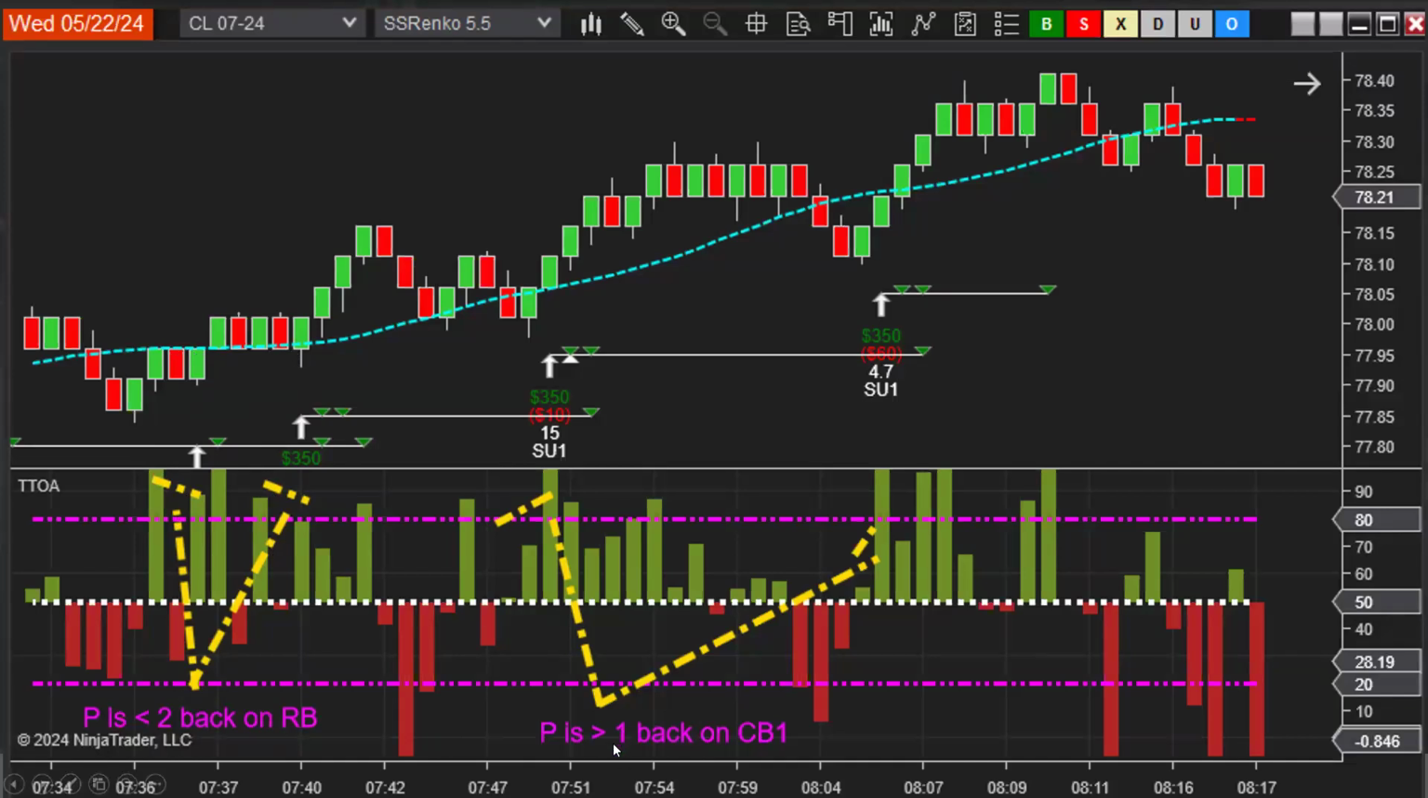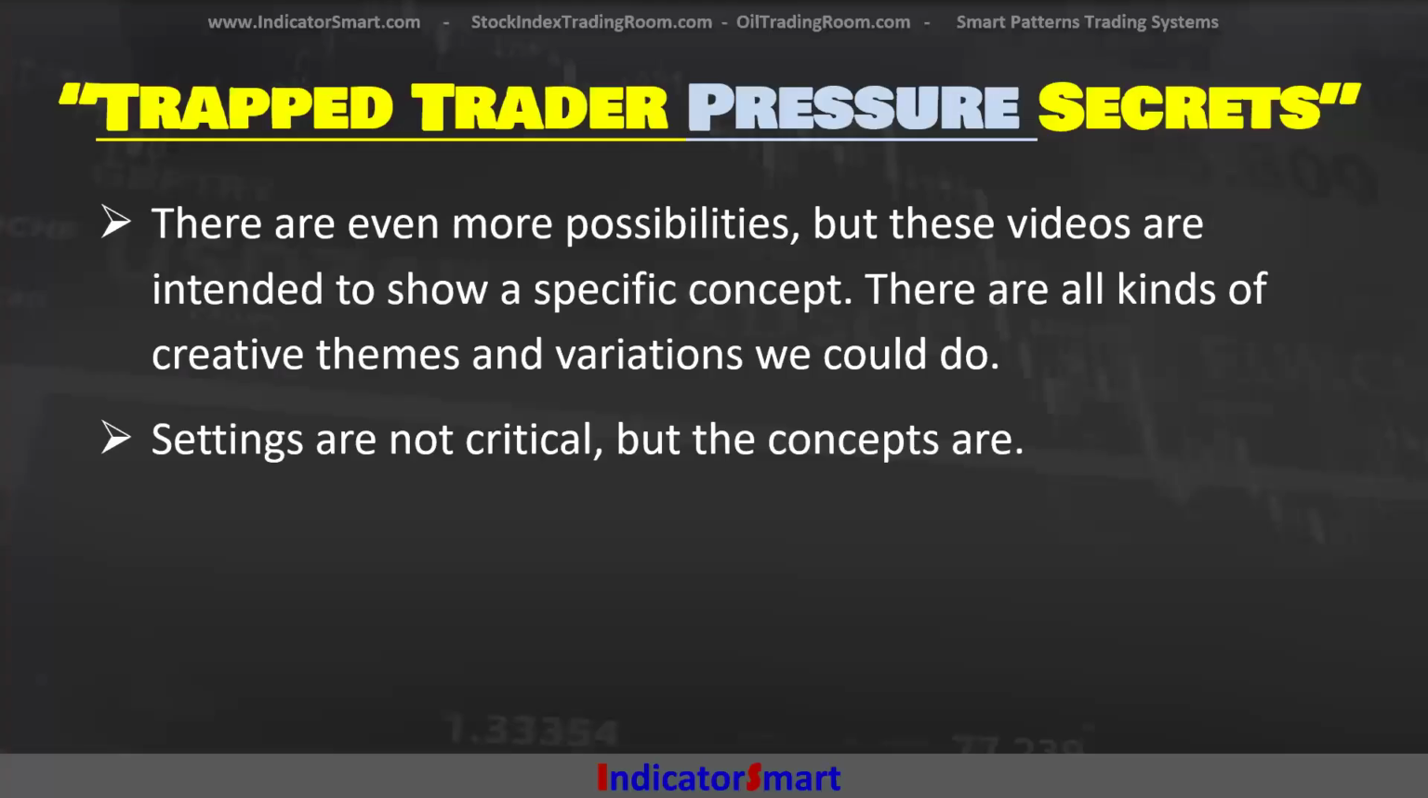And this one is the second pattern. The pressure is greater than 1 back on the first continuation bar. First continuation bar is greater. Nothing more to it, really. Just that simple. Now you could study that a bit and you'll learn some themes and variations. In fact, there are quite a few themes and variations, but that's not what we're going to do here.